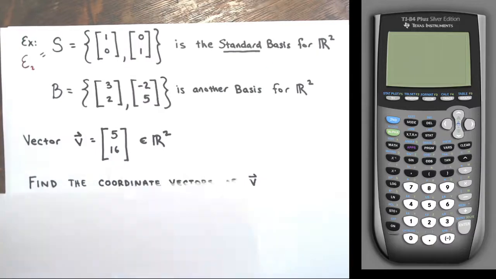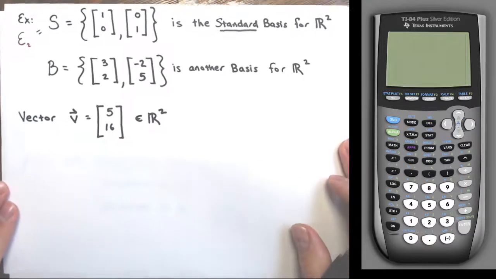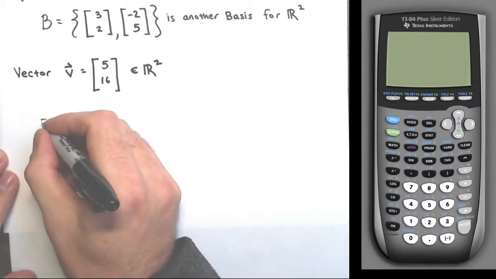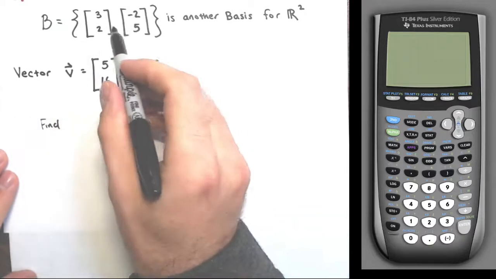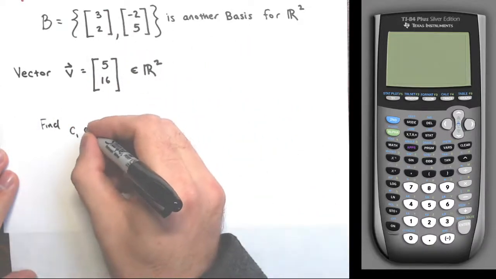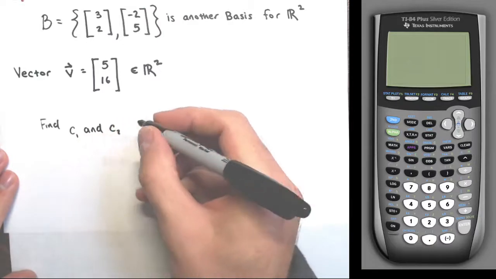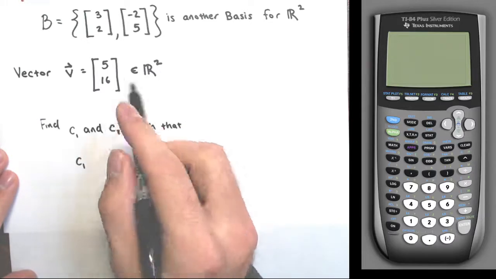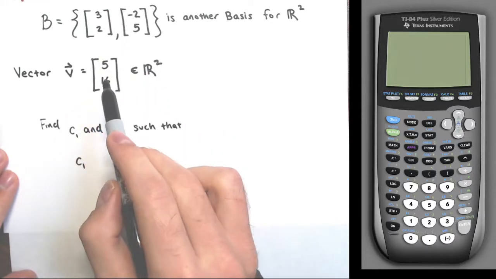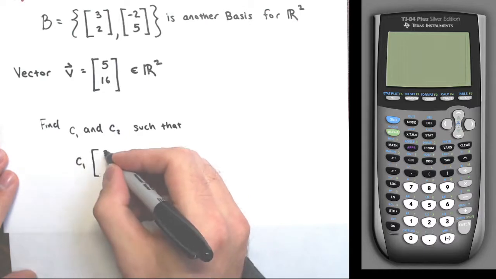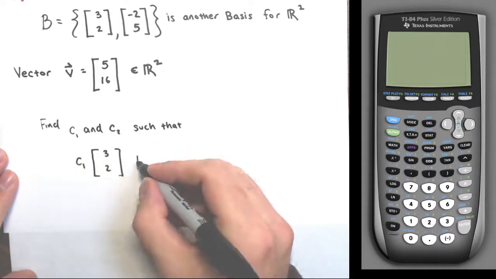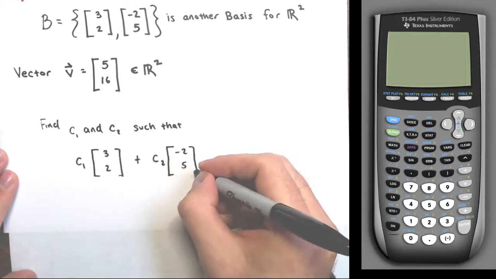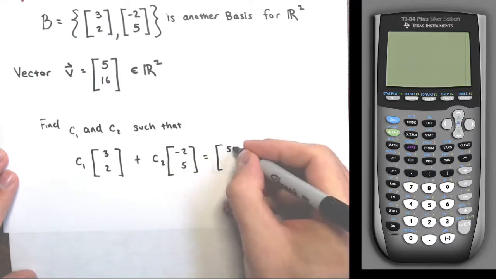So this time, I'll just keep this up here and get rid of the standard basis. What I want is to find the coordinates. Again, there are two vectors in the basis, so I'm going to find two scalars, C1 and C2, such that a linear combination of these two vectors is equal to the vector in question: C1 times 3, 2 plus C2 times negative 2, 5 equals the vector in question, 5, 16.